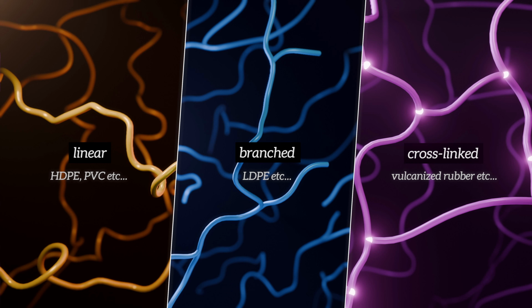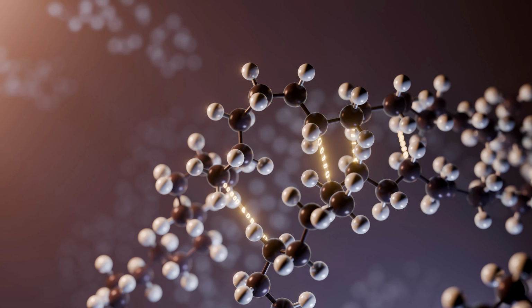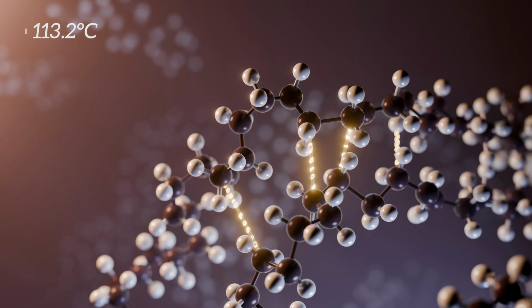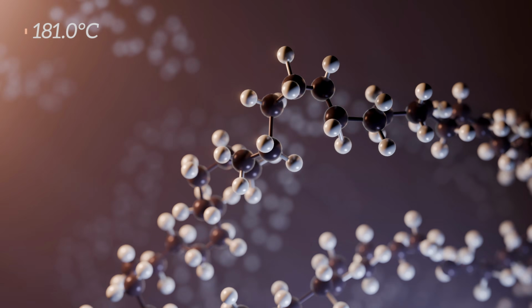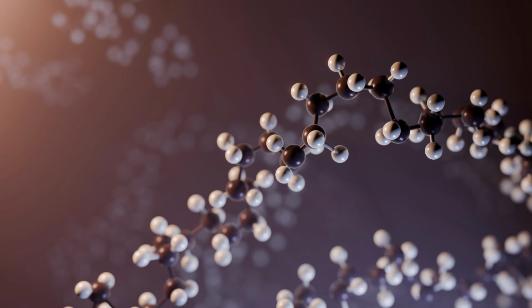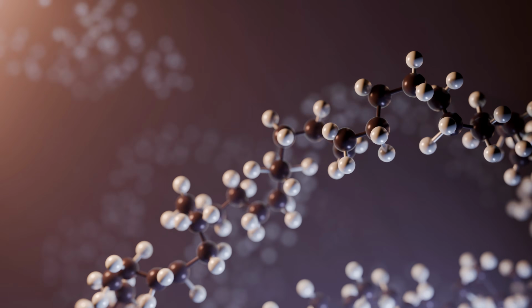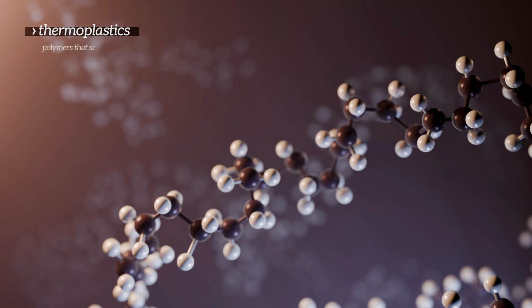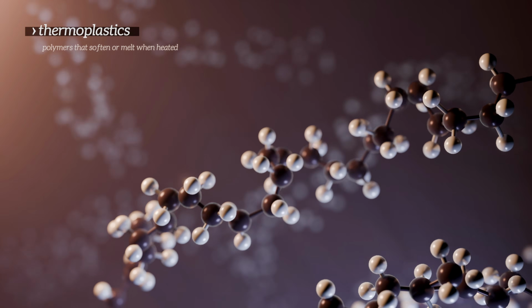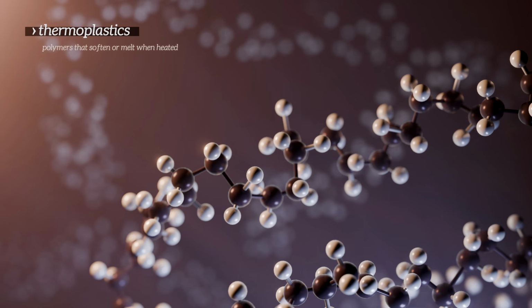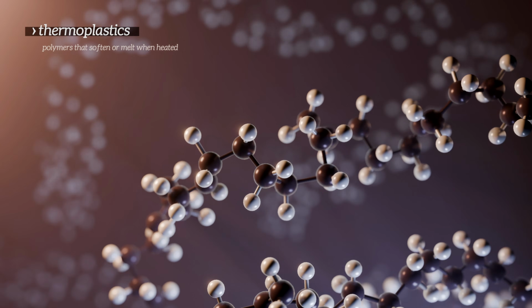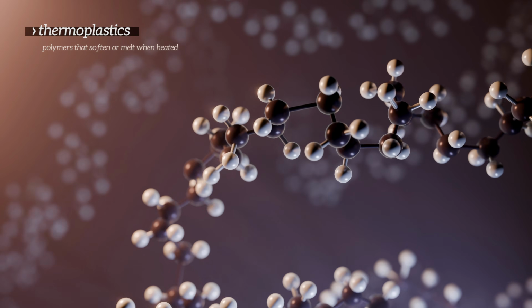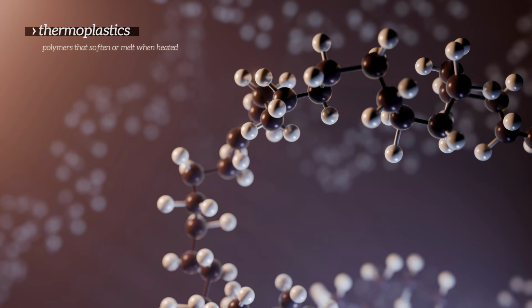When linear or branched polymers are heated, the weak intermolecular forces holding the chains together break down easily, allowing the chains to move relative to one another. This is the polymer melting into liquid form. This category of polymers is called thermoplastics. These polymers are usually what we mean when we refer to plastic in everyday life. Thermoplastics are widely used in manufacturing because they can be heated and reshaped through processes like injection molding. But this also means they don't perform well at high temperatures.